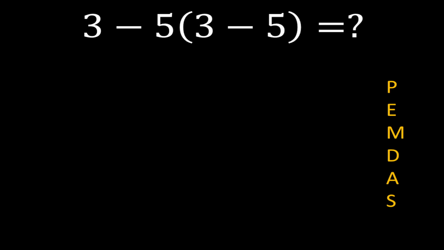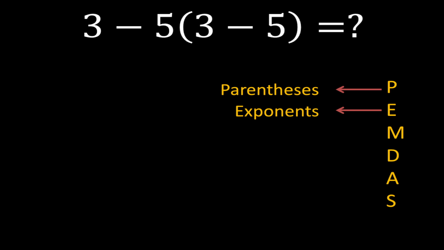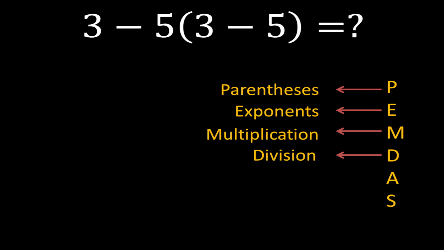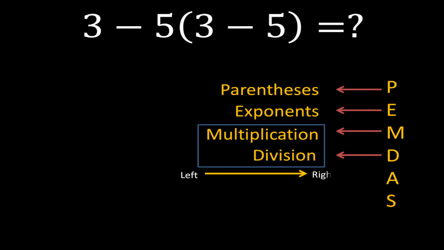PEMDAS is the rule that tells us the correct order to solve math expressions. P stands for parentheses. This means we always solve the numbers inside parentheses first. E stands for exponents. These are powers and roots, and they come after parentheses. M stands for multiplication. D stands for division. Multiplication and division are solved from left to right.